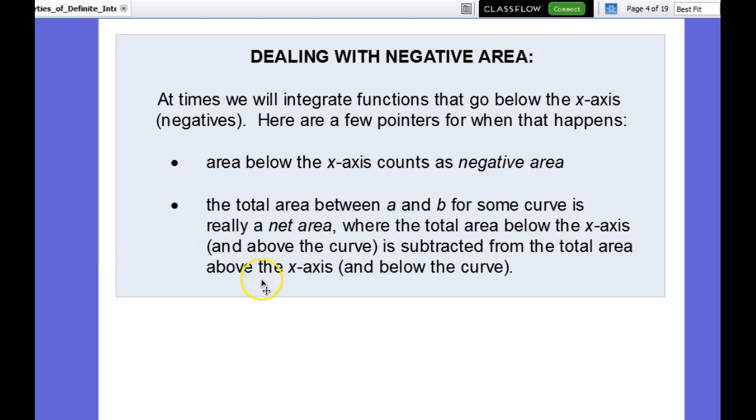So let's talk about negative area. Sometimes we're going to have functions that dip below the x-axis. In fact, a lot of functions do this. Sine and cosine functions, cubic functions. So area below the x-axis is going to count as a negative area. And the total area between A and B for some curve is really a net area, where the total area below the x-axis and above the curve is subtracted from the total area above the x-axis and below the curve.